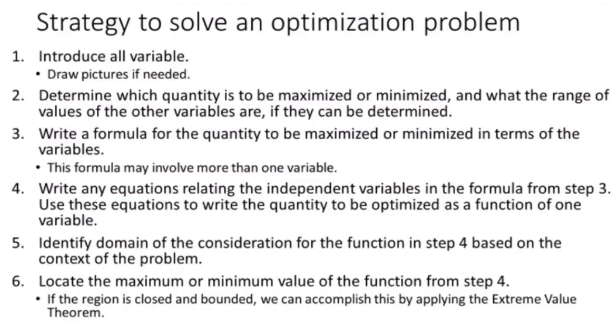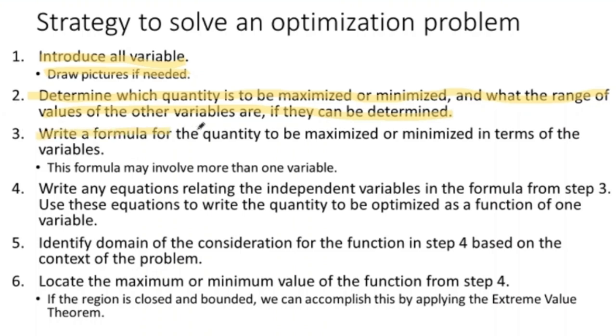Now we're going to discuss a strategy to help us solve optimization problems. First, introduce all variables that you think you may need in the problem. To help you determine what variables you should introduce, try drawing a picture to help you visualize what is going on, especially in problems that involve geometry. Then determine which quantity is to be maximized or minimized and what the range of the values of the other variables are, assuming that they can be determined. Ideally, we would like to have variables to have closed intervals, but we'll talk more about that later.